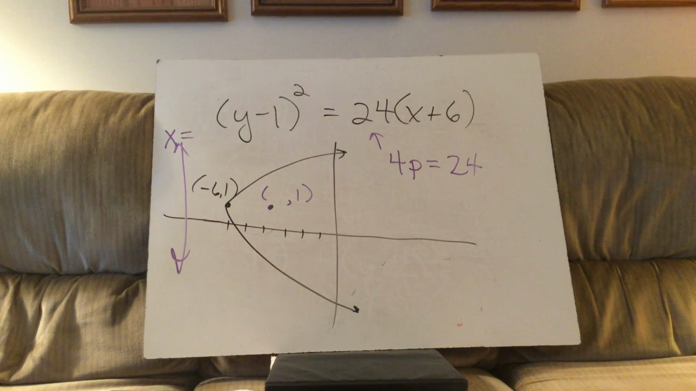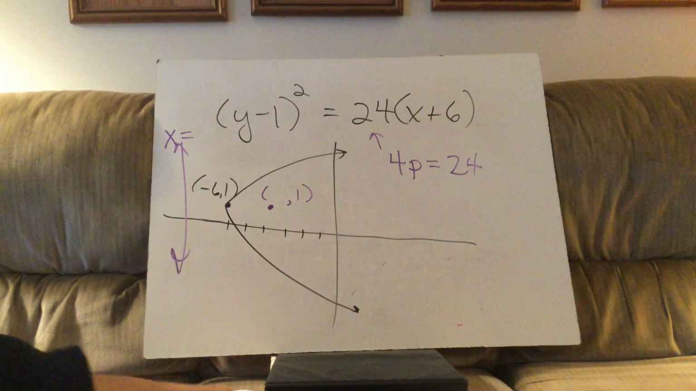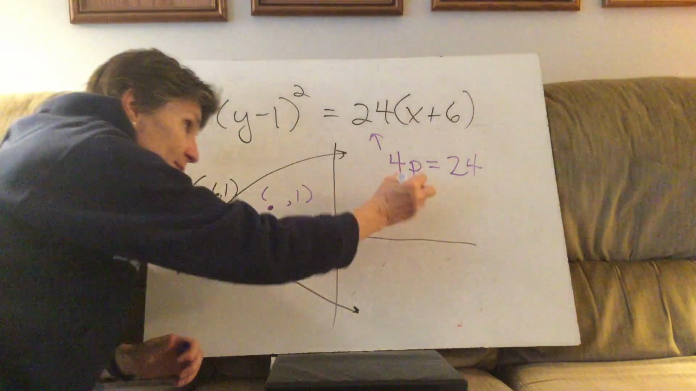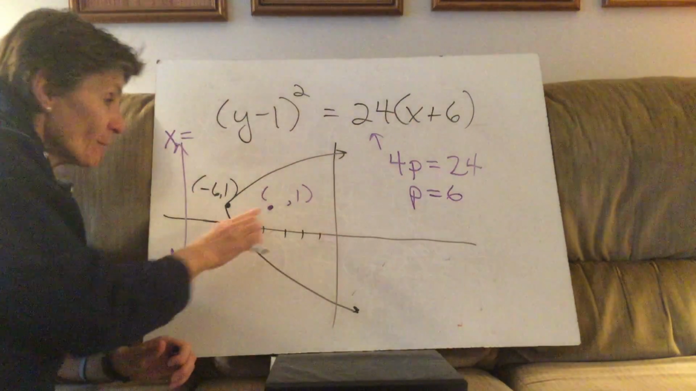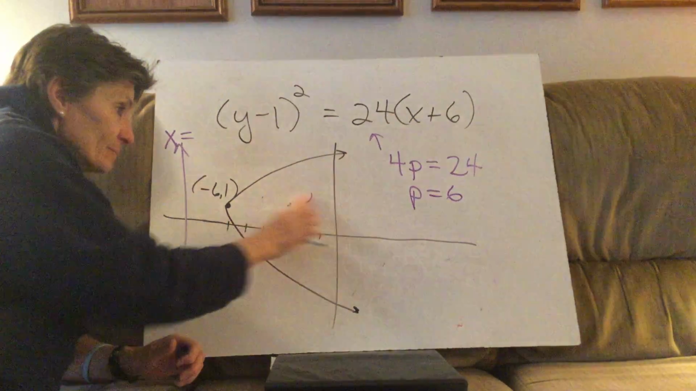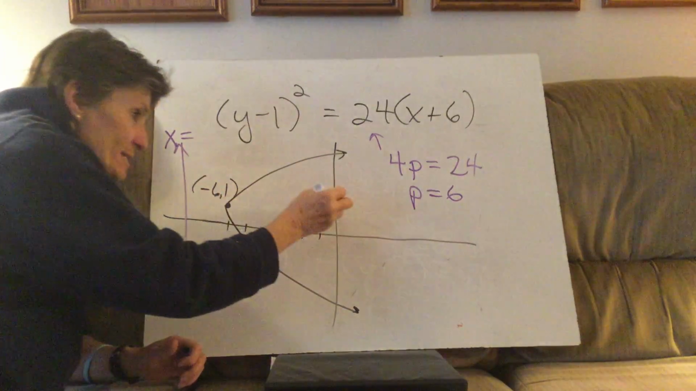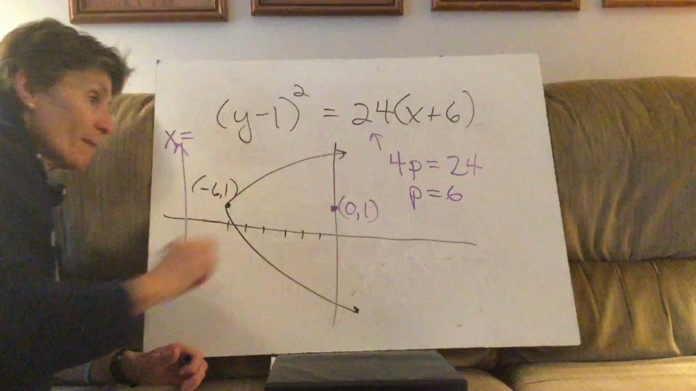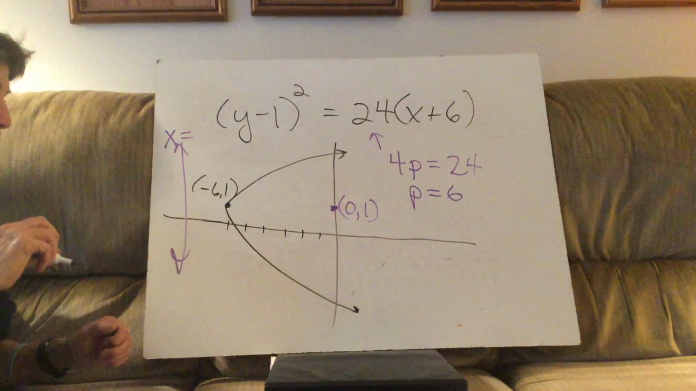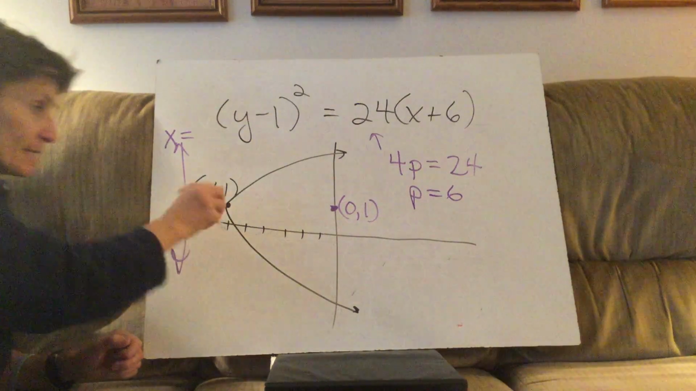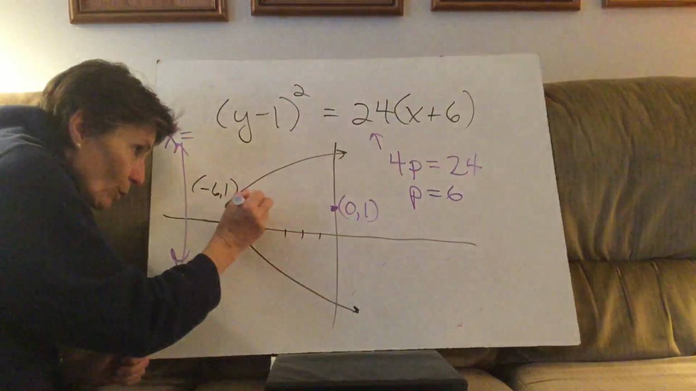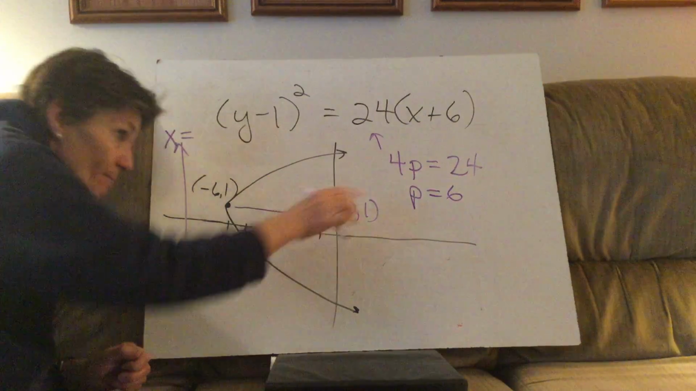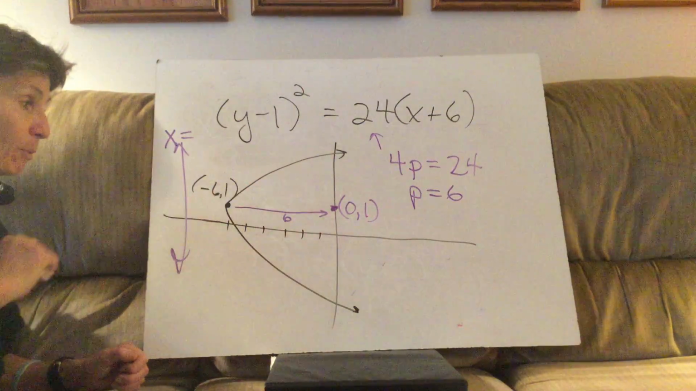So 4p is 24, which means p is actually 6. So I was way off with this point. I have to count forward 6. So that actually puts me at 0, 1. My focus is at 0, 1. Because this distance, I have to count forward 6 units to get that point.